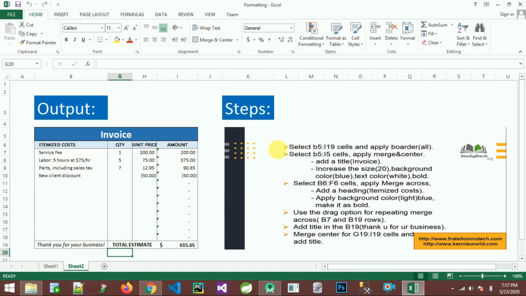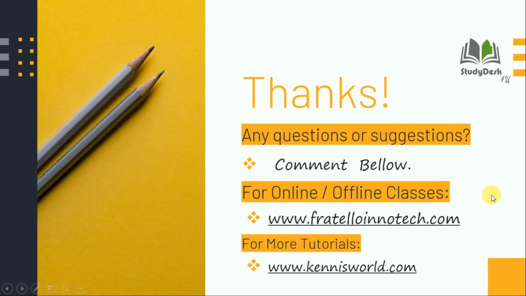Follow these steps as they are, you will get this kind of output. So this is for practice. In this session we learned some font and alignment effects. By watching this video you will get some idea about the concept, and if you do this practice session you will get a complete idea about this session. Thank you for watching. If you have any questions or suggestions, please comment below.